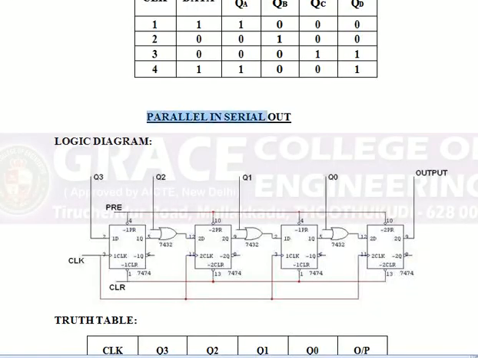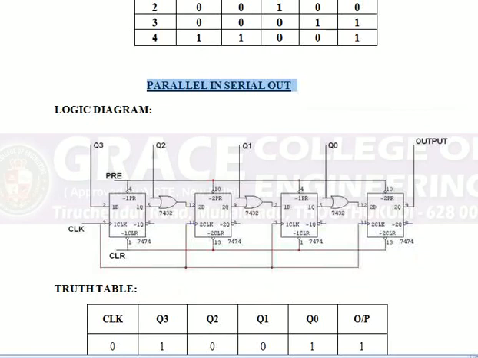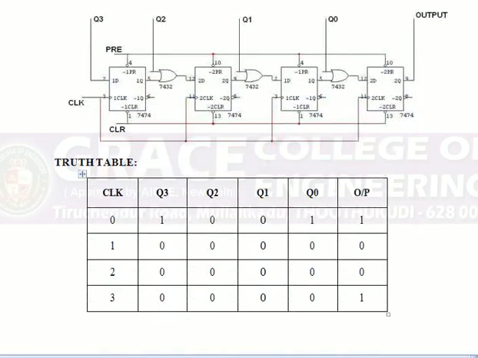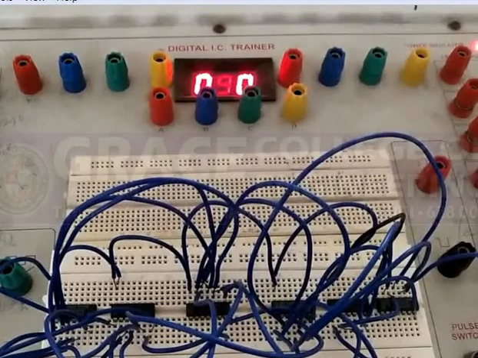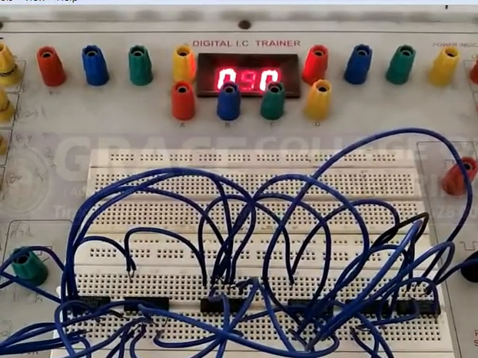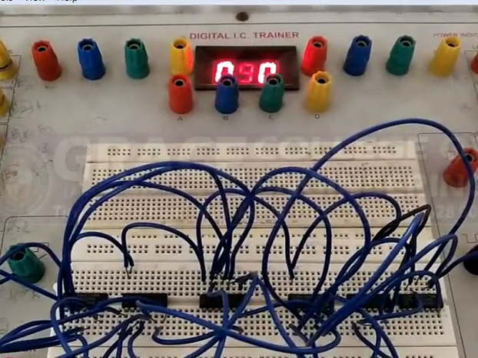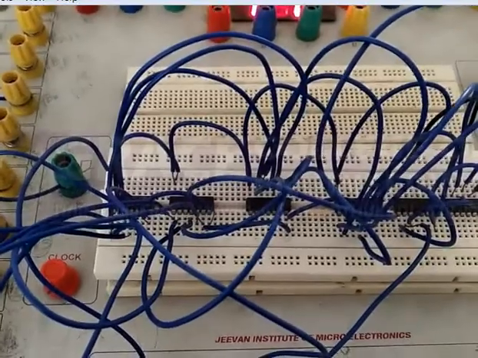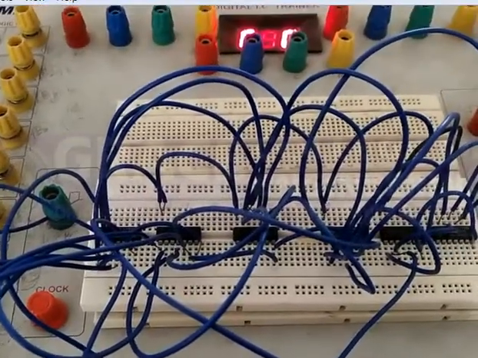Next, parallel in, serial out. This is the logic diagram of that. Here 4 ICs are used. This is the truth table. Let us see the implementation of parallel in, serial out using the digital IC trainer. According to the pin configuration, all the connections are given.